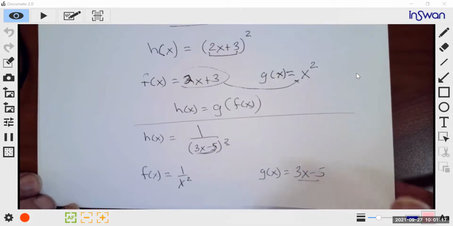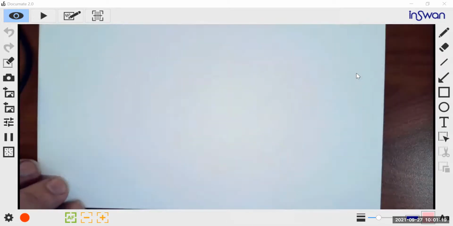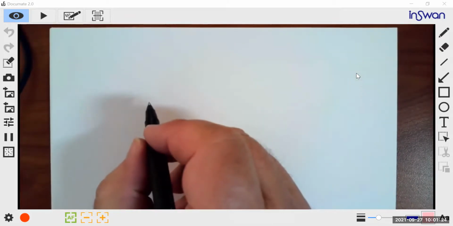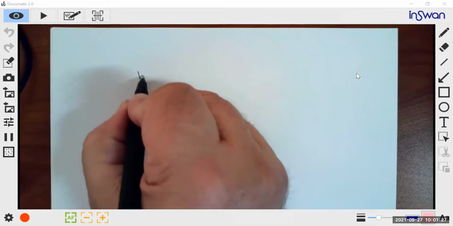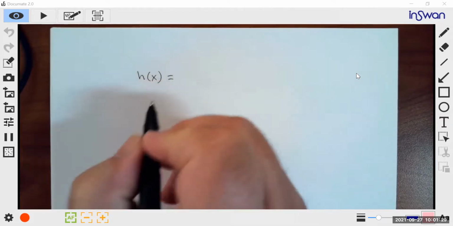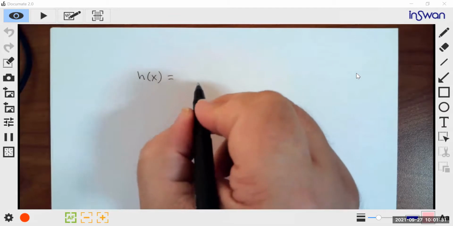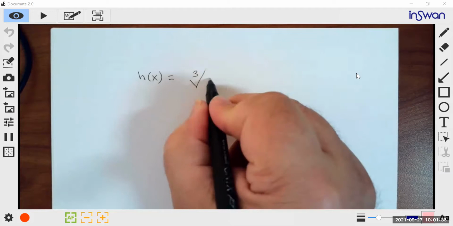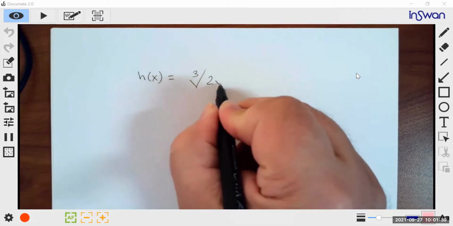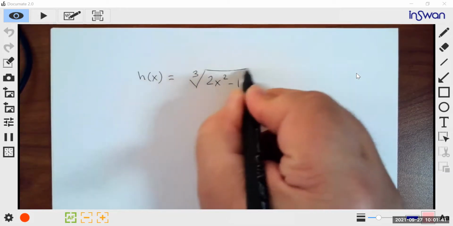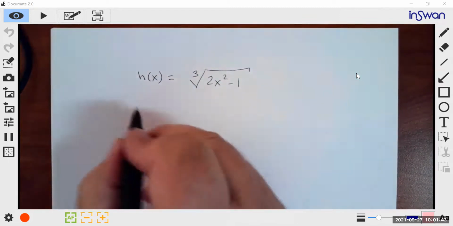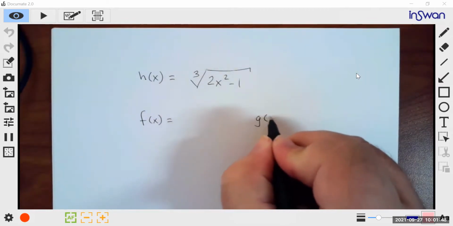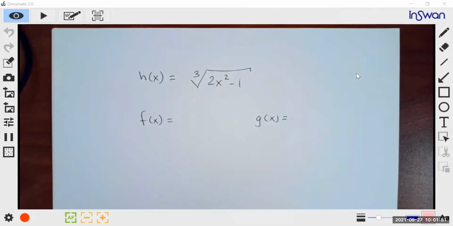Let's do another one. h of x is equal to the cube root of 2x squared minus 1. Give me two functions that break that one down.